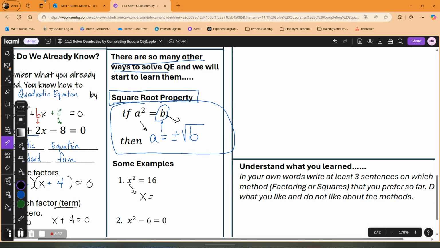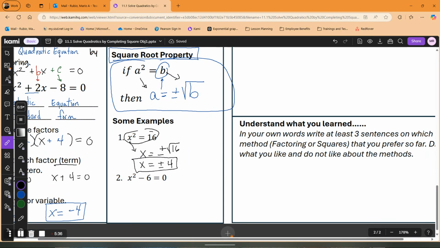That was plus or minus the square root of 16. I can simplify that to plus or minus 4. And that's it. That's my answer. So that means that the solution to this quadratic, remember, anytime we have a square, it's a quadratic, is actually just x equals plus or minus 4. And we don't have to do all those other steps like in factoring.